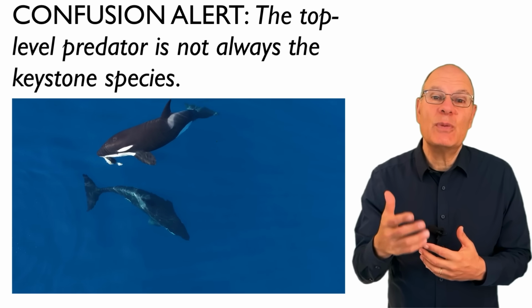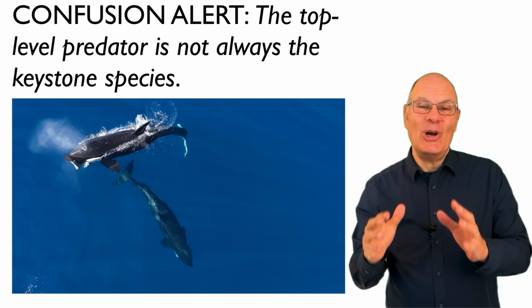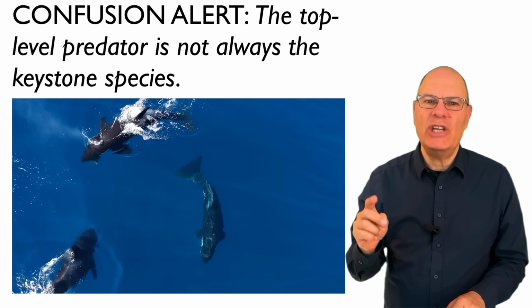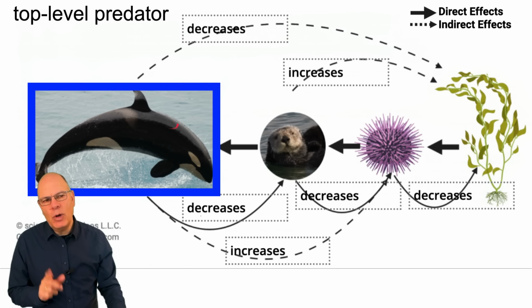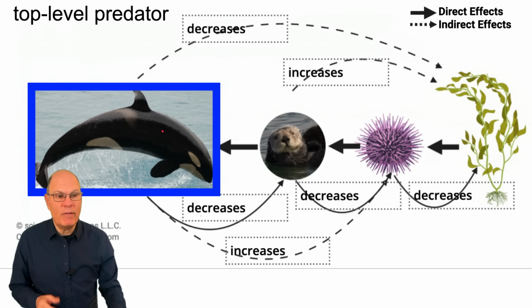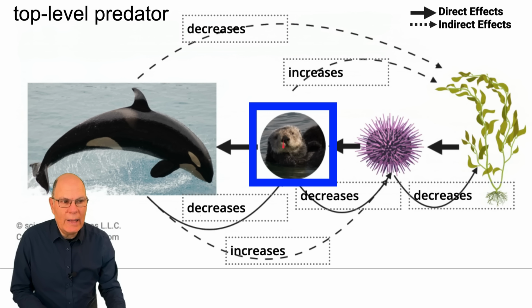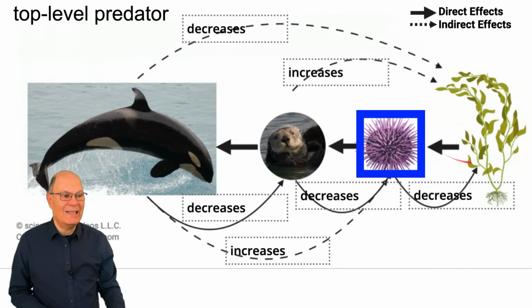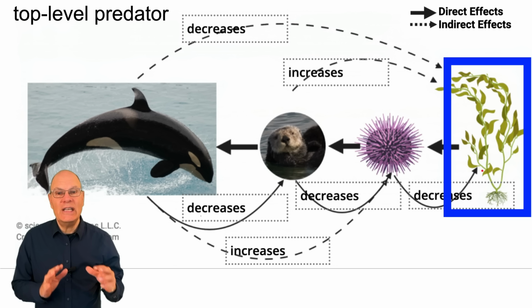To clear up a possible source of confusion, note that the top predator is not always the keystone species. This emerged from a famous study by James Estes in the waters off Alaska in the 1990s. And what Estes discovered is that when orcas changed their prey preference from seals to otters, then otters were no longer able to control the population of urchins. Urchins overgrazed the kelp, and that led to an overall decline in the kelp forest ecosystem.